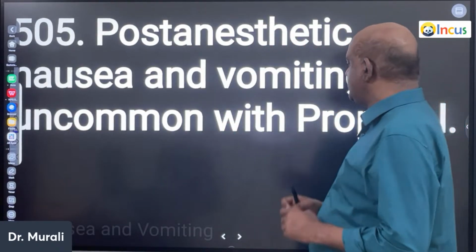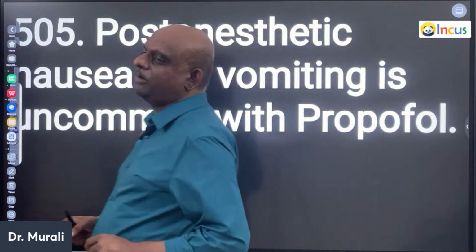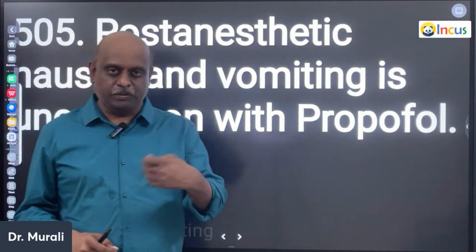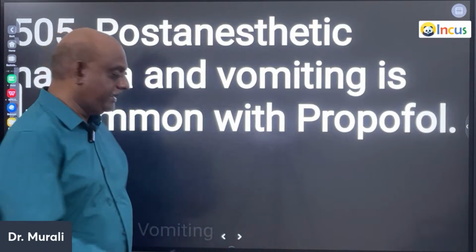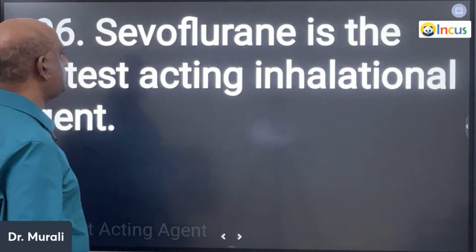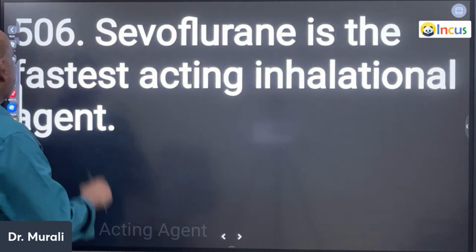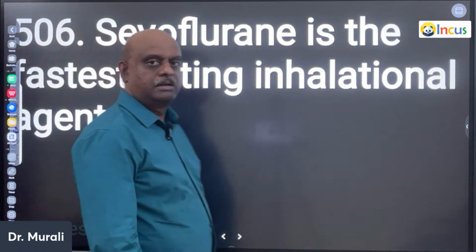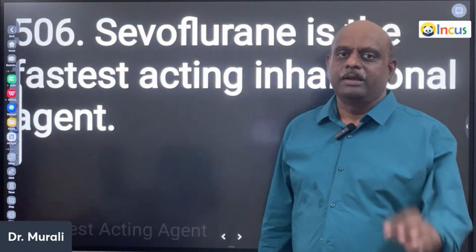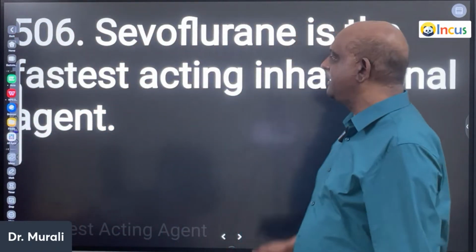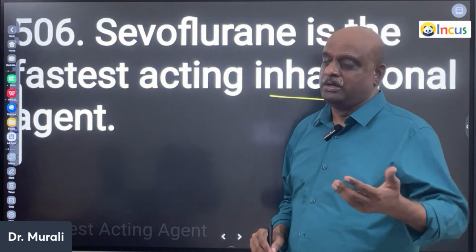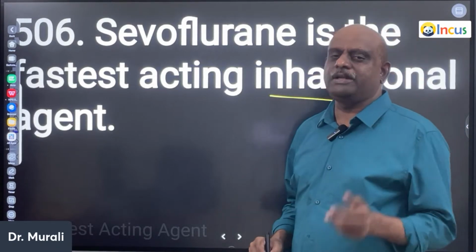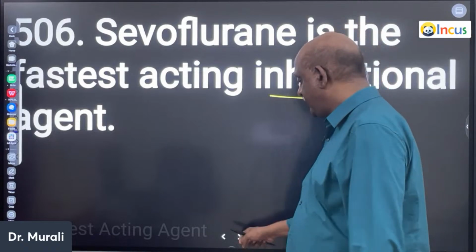Then post-anesthetic nausea and vomiting. A favorite question once more asked in the FMGE exam is that propofol is the agent you need to understand. Then sevoflurane is the fastest acting inhalational anesthetic agent. So once more, what is the list of inhalational and intravenous anesthetics? We need to be very, very clear.